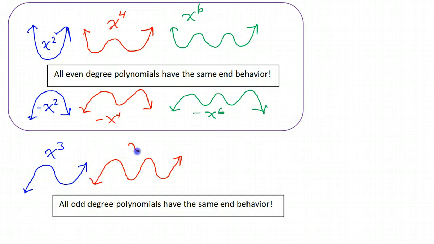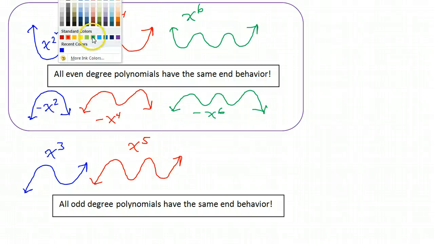Okay, so here's what a fifth degree polynomial would have for end behavior, like this. Can you see how the end behavior is the same as the cubic? It falls on the left and it rises on the right. Falls on the left, rises on the right. All of the odd degree polynomials have the same type of end behavior.